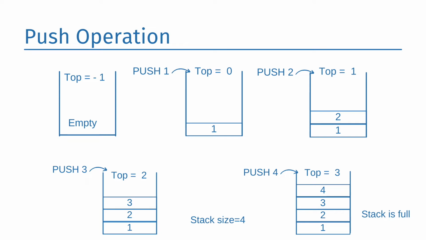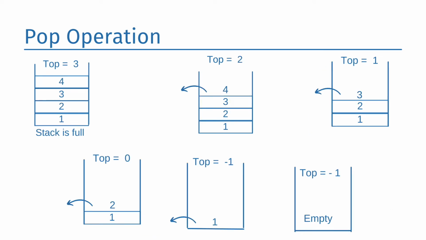Now, insert the values 1, 2, 3, 4 into the stack. When we insert all the elements, the top value will become 3, which indicates the stack is full now. Delete the values 4, 3, 2, 1 from the stack. The top variable will become -1, which indicates the stack is empty now.